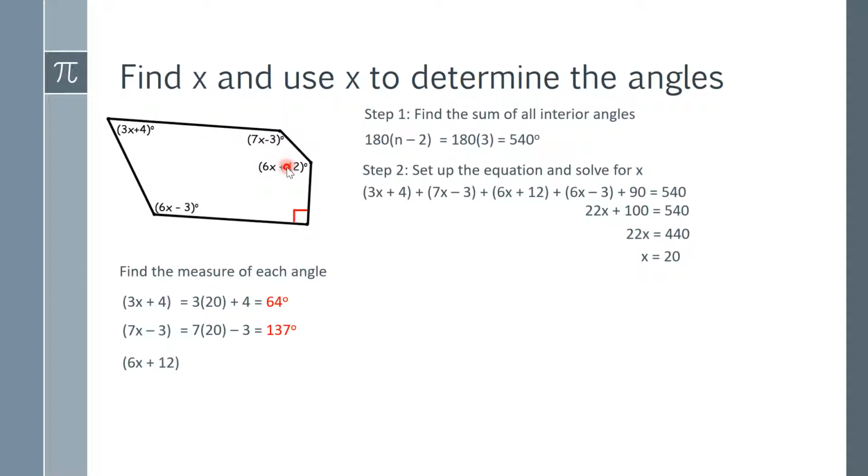6x plus 12 is the next one. 6 times 20 is 120, 120 plus 12 is 132. Then we've got our final angle that we don't know, 6x minus 3. 6 times 20 is 120, 120 minus 3 is 117.